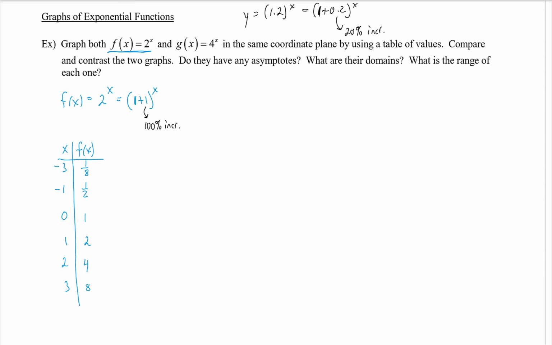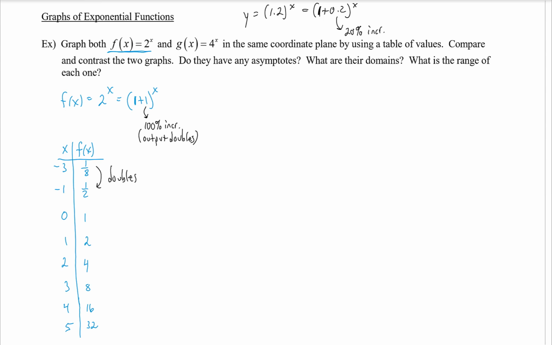So these numbers get big real quick. Like if I do 2 to the 4th, I'm already at 16. Or if I do 2 to the 5th, I'm already at 32. Right? So it's always 100% increase, or it doubles, right? So the output doubles. So you can see that, right? It doubles.